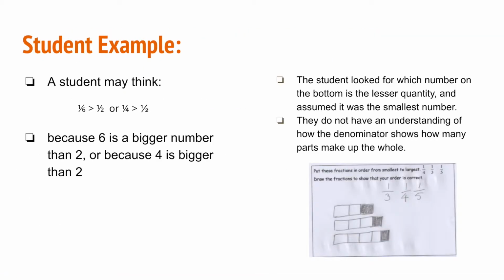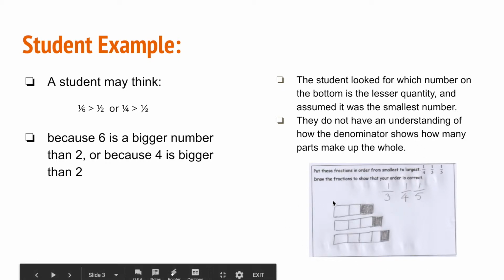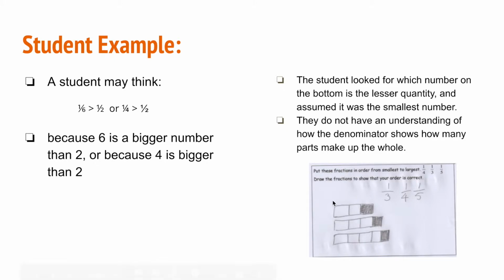Some examples: a student may think that 1/6 is bigger than 1/2 because 6 is a bigger number than 2, or that 1/4 is bigger than 1/2 because 4 is also a bigger number than 2. Another example is that this student looked for which number on the bottom is the lesser quantity and assumed that was the smallest number when putting the fractions in order from smallest to largest. So they show that they do not have an understanding of how the denominator shows how many parts make up the whole.